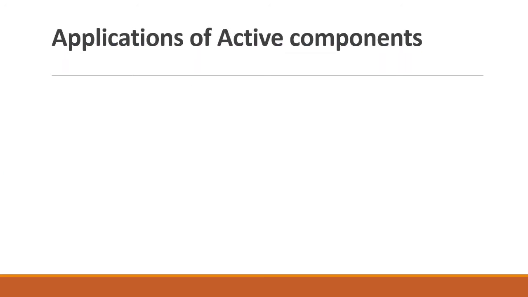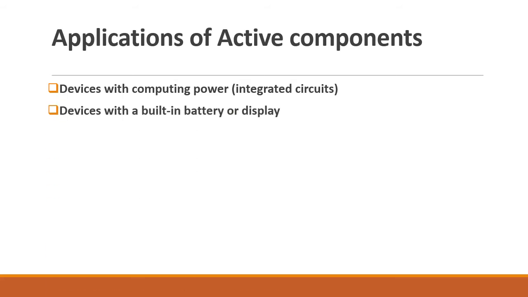Active components have countless applications. The components are hidden inside. They are used in various applications like cars, mobile phones, computers, sound systems, etc. They are used with devices with computing power, that is, with integrated circuits. They are used with devices with built-in battery or display. They are used in LED lights, that is, light emitting diodes. So active components have countless applications.